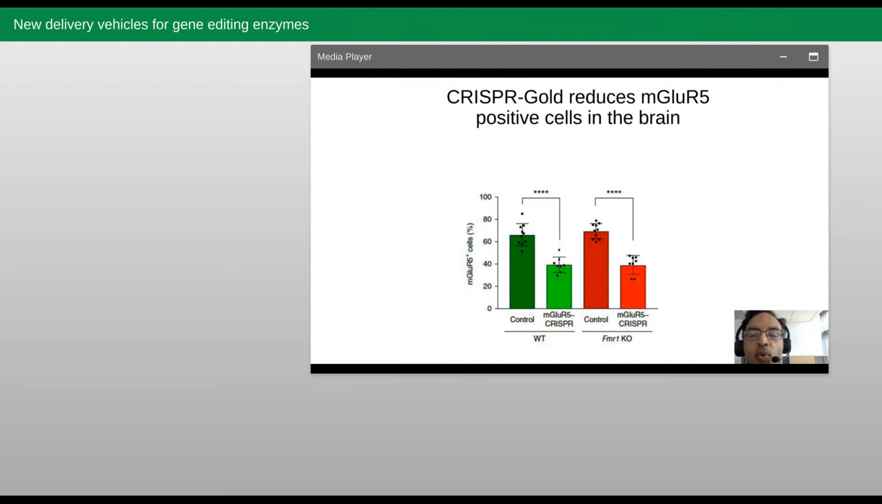So in control wild-type cells, about 65% of the cells are mGluR5 positive. If you treat them with CRISPR Gold that has a guide RNA that targets mGluR5, you can reduce that by almost 50%. And we saw a similar result in knockout mice. So in the control FMR1 knockout mice, those are untreated, again, it's around 60 to 65% are mGluR5 positive, and that goes down to about 30% if you inject them with CRISPR Gold that's designed to knock out mGluR5.